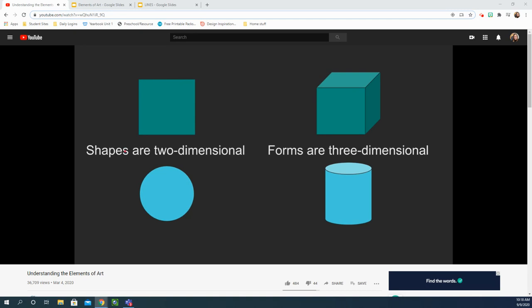It's got height and width, whereas a form has three dimensions. So it has height, width, and depth. That's the primary difference between the two. One is flat, one has volume to it. Now, there are two ways of describing shapes and forms, and that would be the terms geometric and organic.